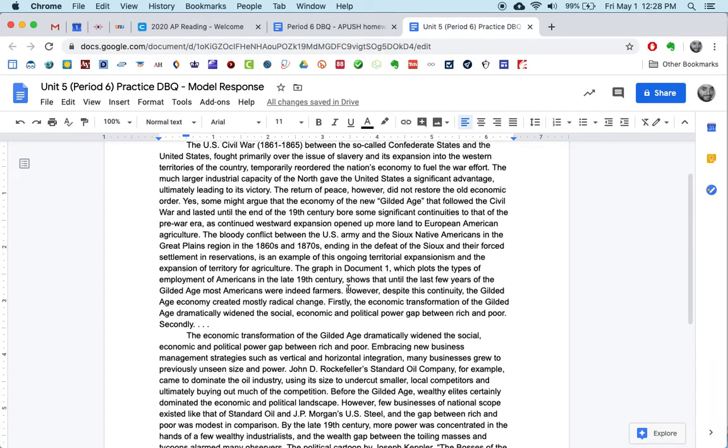I first provide a sort of broad statement of my argument. However, despite this continuity, the Gilded Age economy created mostly radical change. And setting up my paragraphs, 2 claims. Firstly, the economic transformation of the Gilded Age dramatically widened the social, economic, and political power gap between rich and poor. Secondly, and there should be another claim here.